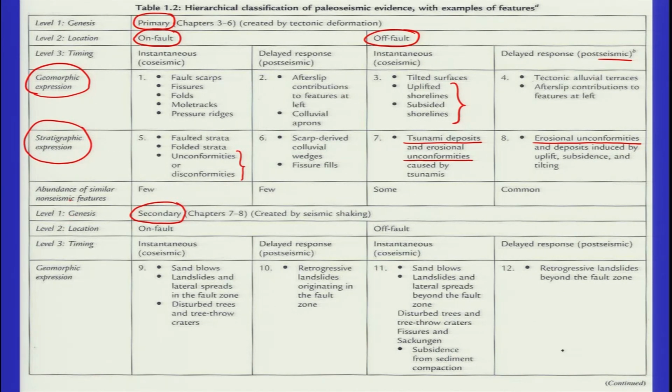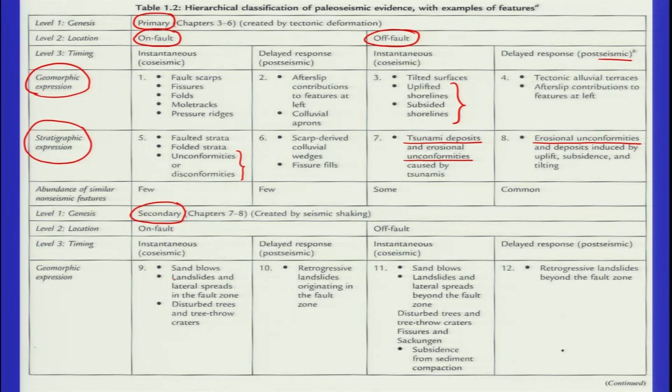Then coming further here, we have the secondary features, those created by seismic shaking. So mainly we are talking about the secondary features, and before we were talking about the primary ones. So on fault secondary features, again because of the co-seismic, that is during the earthquake, you will see those are related to your strong ground shaking.